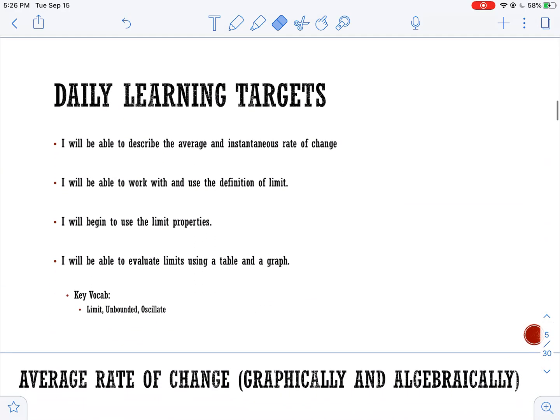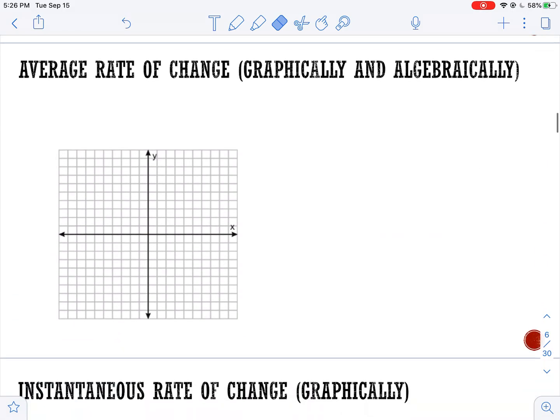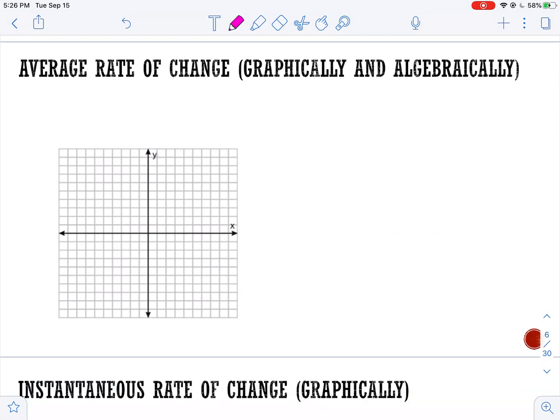So today we're going to start with discussing average rate of change versus instantaneous rate of change, and that'll lead us into a discussion about what limits are. So we'll look at limits on a graph, we'll look at them on a table, and we'll look at how to evaluate limits algebraically. So let's start with the average rate of change.